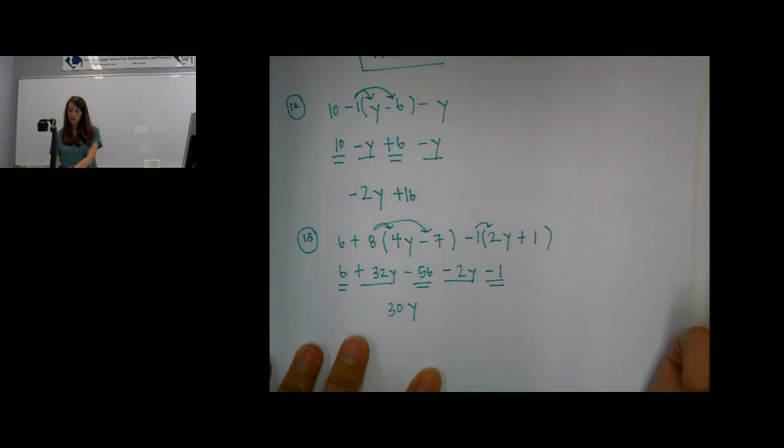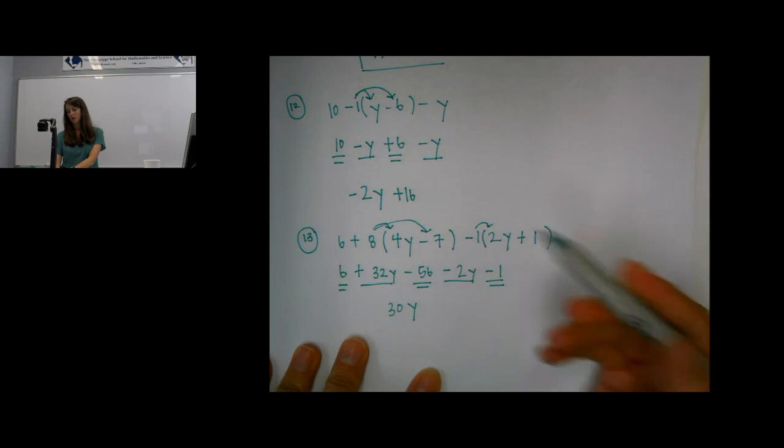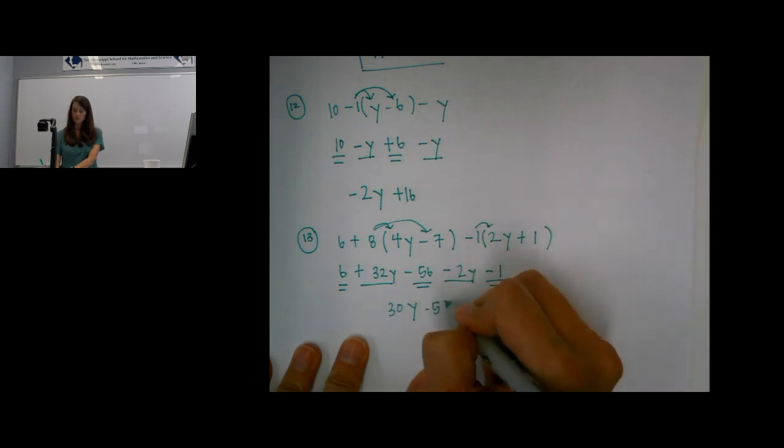And then 6 minus a 56 is a negative 50. Negative 50 minus a 1 is a negative 51.